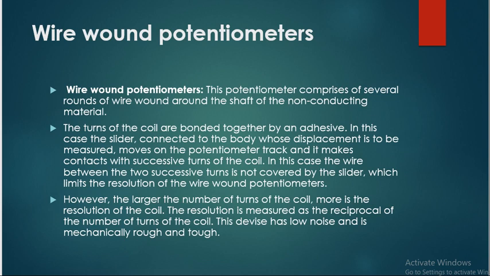In this case, the wire between two successive turns is not covered by the slider, which limits the resolution of the wire wound potentiometer. However, the larger the number of turns of the coil, the better the resolution. So resolution directly depends upon the number of turns of the coil. The resolution is measured as the reciprocal of the number of turns of the coil. This device has low noise and is mechanically rough and tough. So this is the wire wound potentiometer.